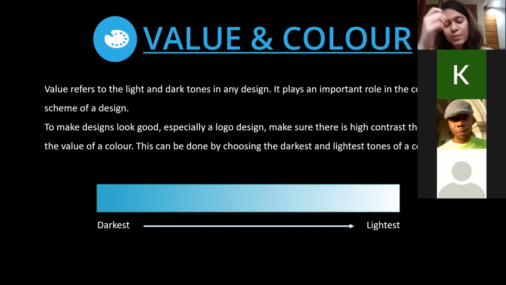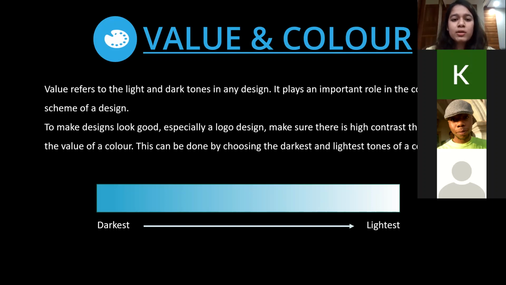The next element is value and color. Value refers to the light and dark tones in any design. It plays an important role in the color scheme of a design. Over here, I have given a rectangular value of the color blue. And you see that at the leftmost side, it is starting from a very dark tone of blue. And towards the end, it goes on to become a whitish color. So this entire transition of blue to white is what is called its tone, that is its value.